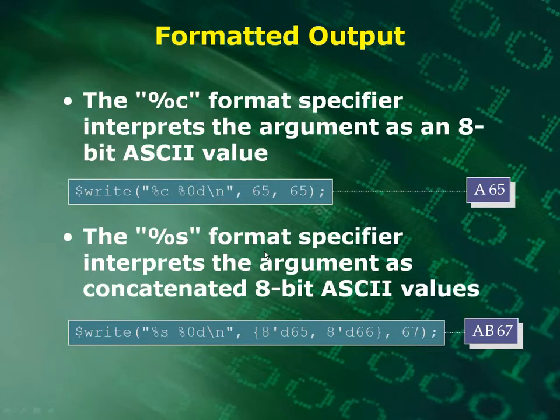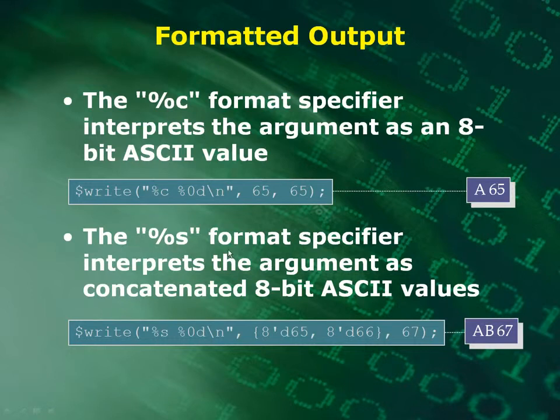The %c format specifier interprets the argument as an 8-bit ASCII value. So here we've done a write with a %c and a %0d, and we've given both arguments the same value of 65. In this case, it'll print uppercase A, because that's the value for an uppercase A, and we've told it we're going to print a character. And then for the %0d, we just print the actual 65 value.